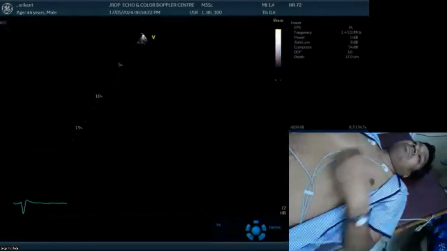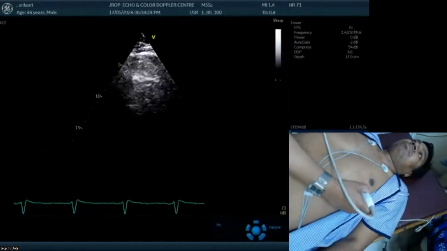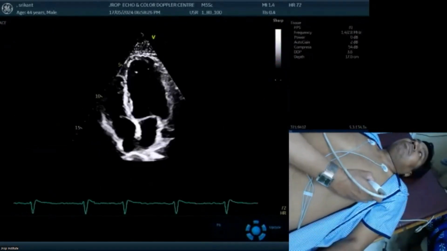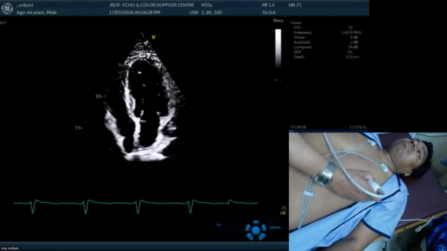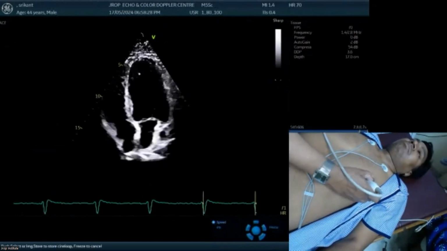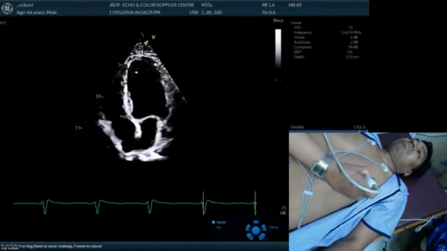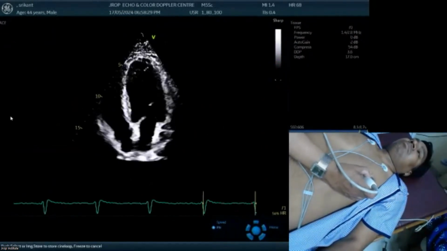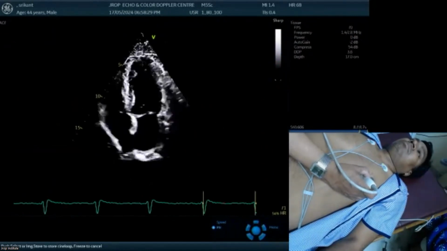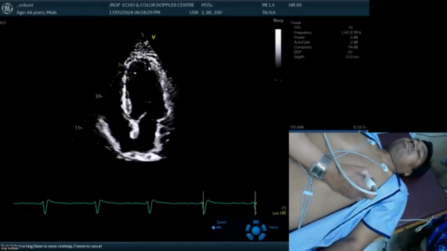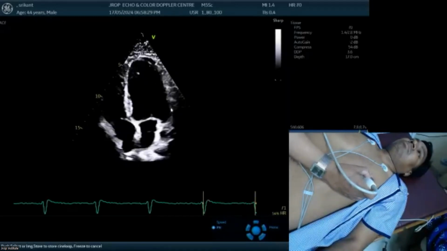Next comes the wall motion abnormalities. In the 4-chamber view: mid basal septum, mid basal inferior wall, and basal septum. This is basal septum. Basal inferior wall. This is apical inferior wall. Apical lateral, mid lateral, basal lateral.